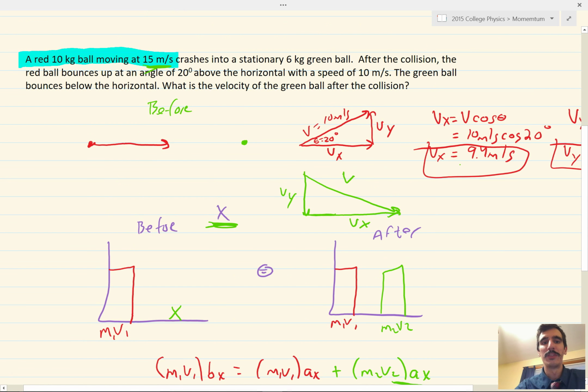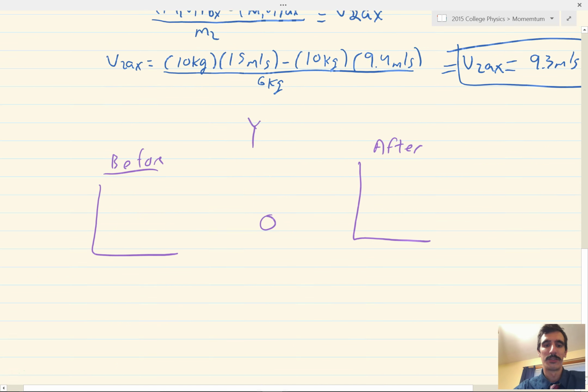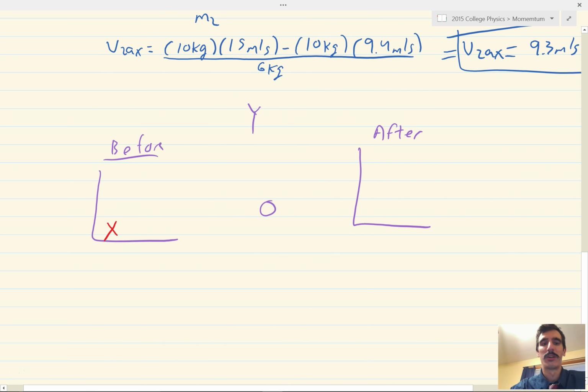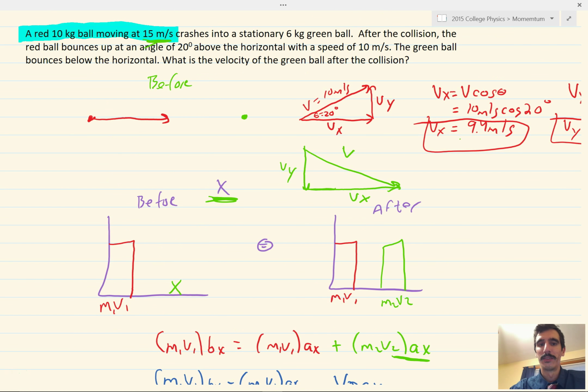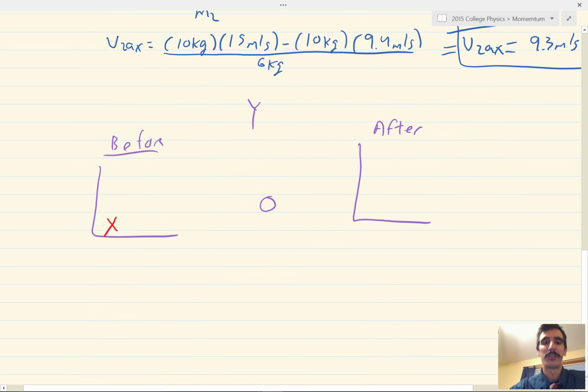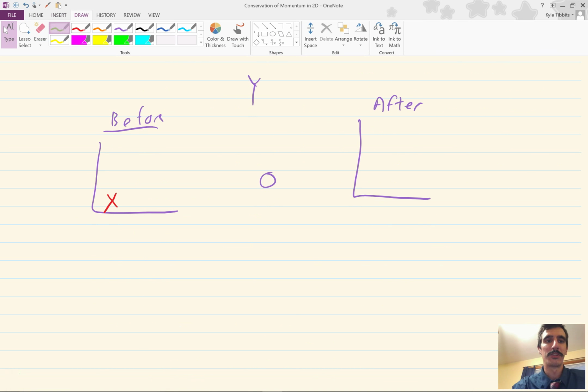The red ball is moving to the right. Does it have velocity in the y direction? No, because it's only moving to the right. So nothing for the red ball before. After, is the green ball moving at all? No. So the green ball doesn't have any momentum in the x direction.